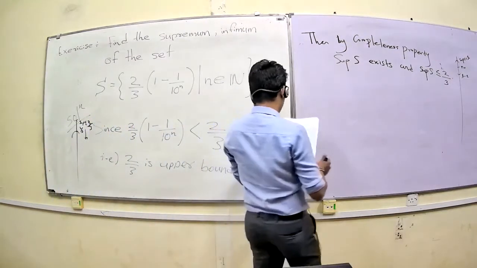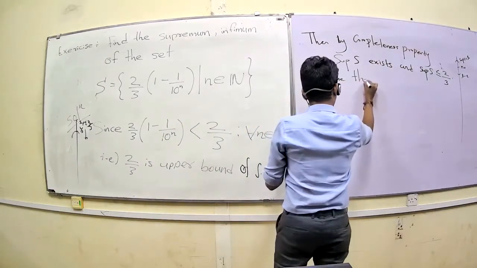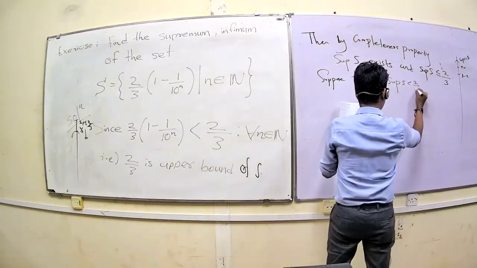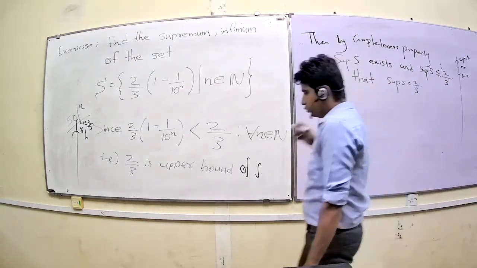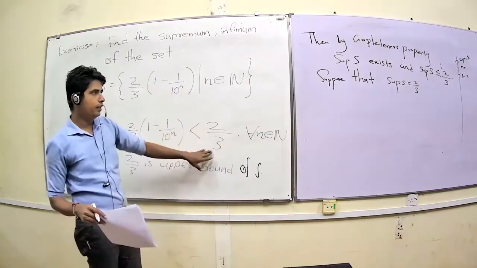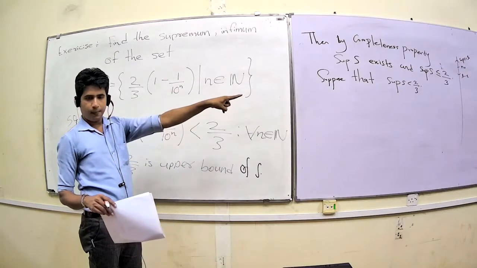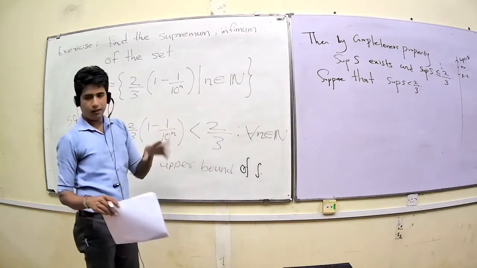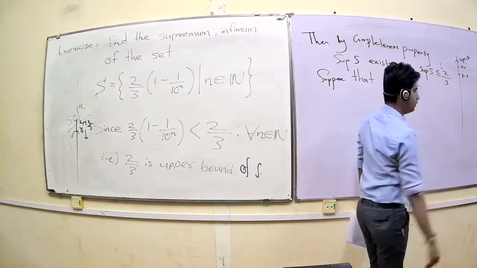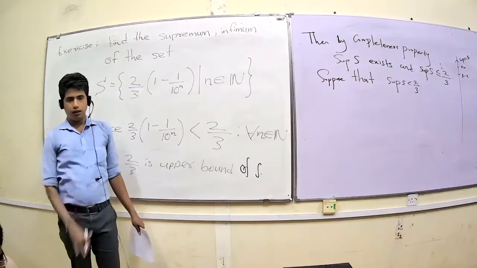Now your claim is this. Suppose that the supremum of S is less than 2 by 3. In this case, you want to show a contradiction, because I already mentioned your supremum value is 2 by 3, so the less than case is not possible. If you show a contradiction in this case, then you can say that the supremum value is equal to 2 by 3. There are two possibilities: the supremum is less than 2 by 3 or equal to 2 by 3.